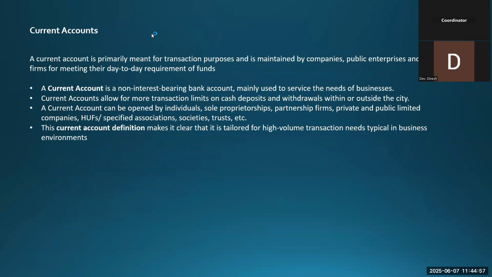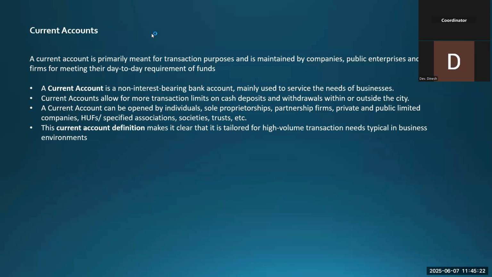Current accounts, as we know, are business funds, right? Collection funds of the business, and they are meant for transaction purposes. So the current account is meant for collection of funds of a business and also make payments of the business. It is a non-interest bearing account. So as we discussed earlier, current account does not carry any interest. And that is the reason current account is the most profitable account for a bank.